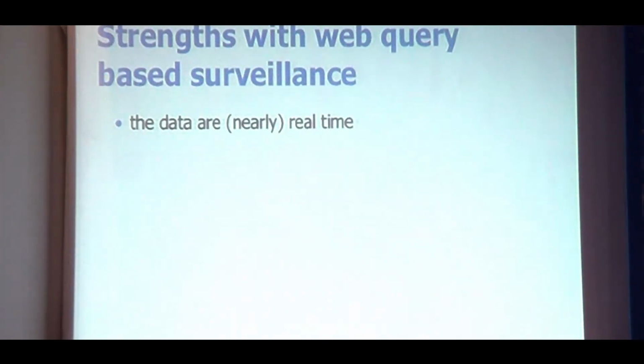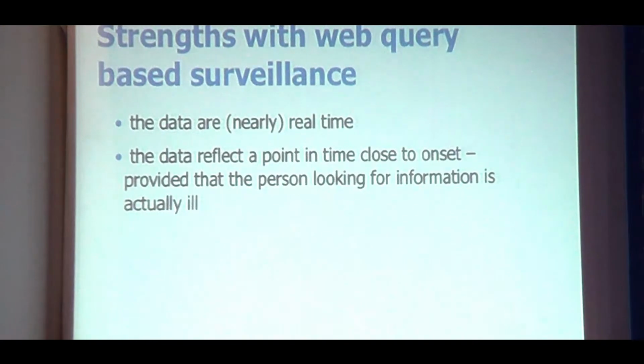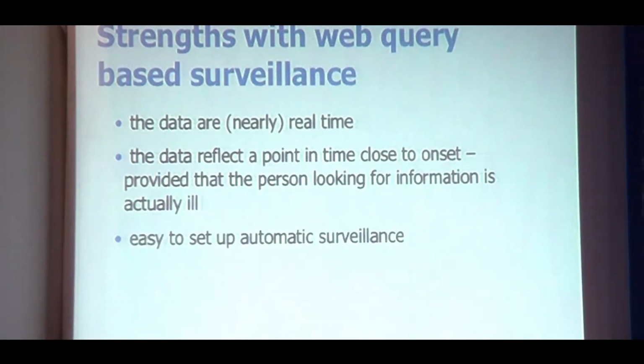So the data that we get are nearly real time, because we get a lot from the previous day. Also, we know that the data will reflect a point of time close to onset, provided, of course, that the people who are looking for information are ill. Also, the data source comes in a form that makes it easy to set up automatics.